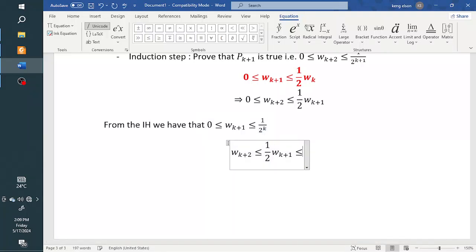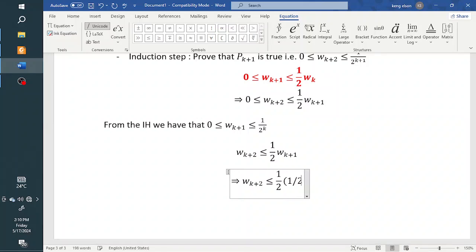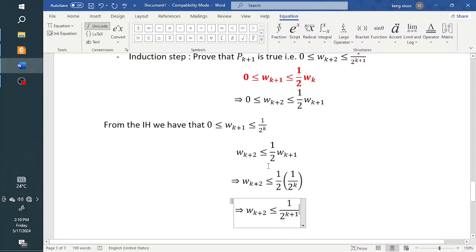Alright, let me just continue in the next line with the less than or equal to. So it therefore means that my w_{k+2} will be less than or equal to half. Now what is w_{k+1} less than or equal to? 1 over 2 raised to the power k. So it therefore means that my w_{k+2} is less than or equal to, we add the powers because they have the same base, 1 over 2 to the k plus 1. This is just transitivity. I just replace this w_{k+1} with this because I continue with the inequality sign. Alright, so that is it.